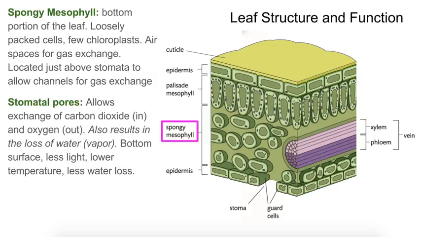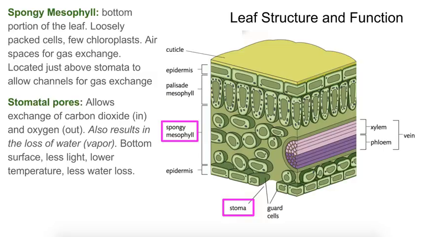Okay, back to the stomata, or these stomatal pores. They allow the exchange of carbon dioxide, which moves in, and oxygen, which moves out. However, they also result in the loss of water. So when the stomata are open, water in the form of gas, water vapor, can move out of the plants. We'll talk more about this as we move through the unit.